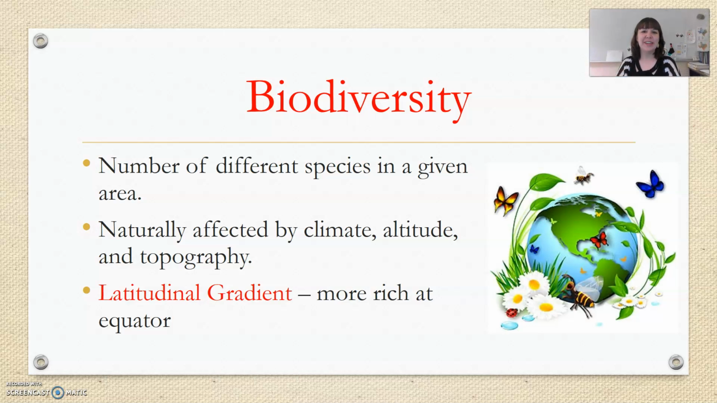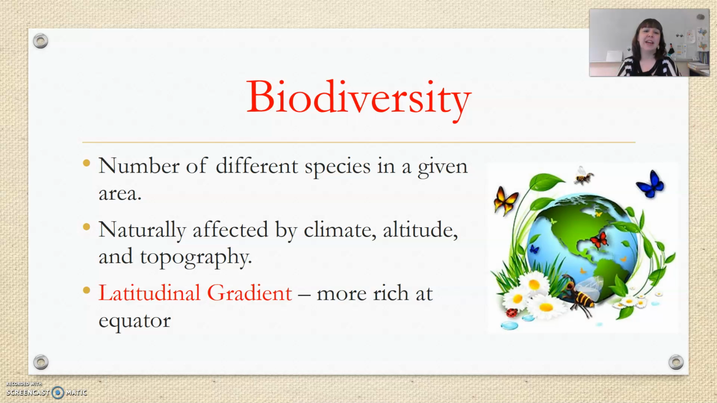All right, so we're going to talk today about biodiversity. We've been talking about ecosystems and biomes and why things live where they do. Well, today we're going to talk about how many different things live in a certain area, and that is the diversity of an area. So the number of different species in an area is the biodiversity.